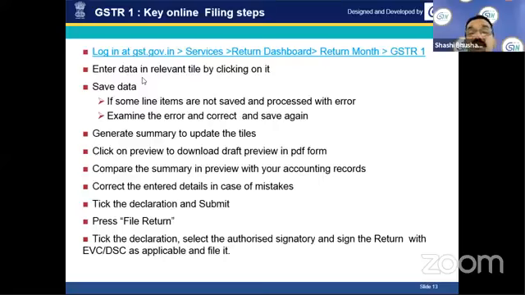Now it has been seen that there is a tile on the return page. Sometimes the tile takes time to update with the figure that you have entered after clicking within the tile. So one way to speed up this update is to click the generate summary button, which is at the bottom left of the GSTR 1 page. If you click this button, you will be able to update the tile.